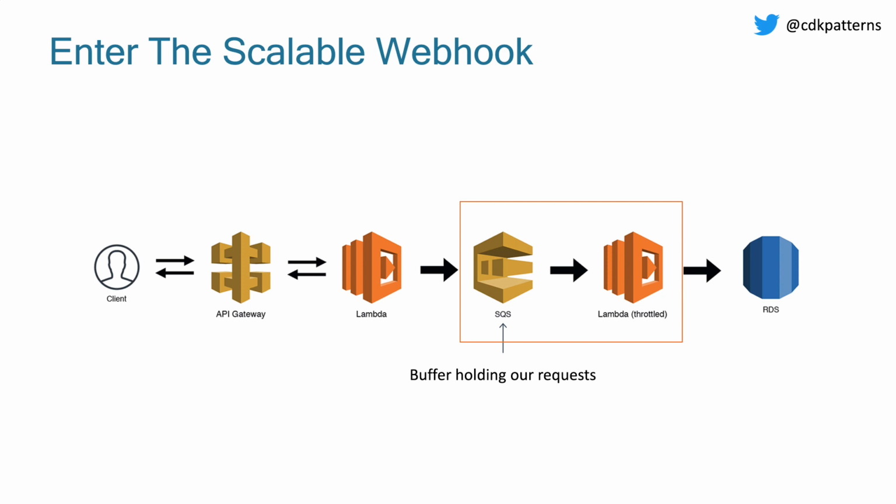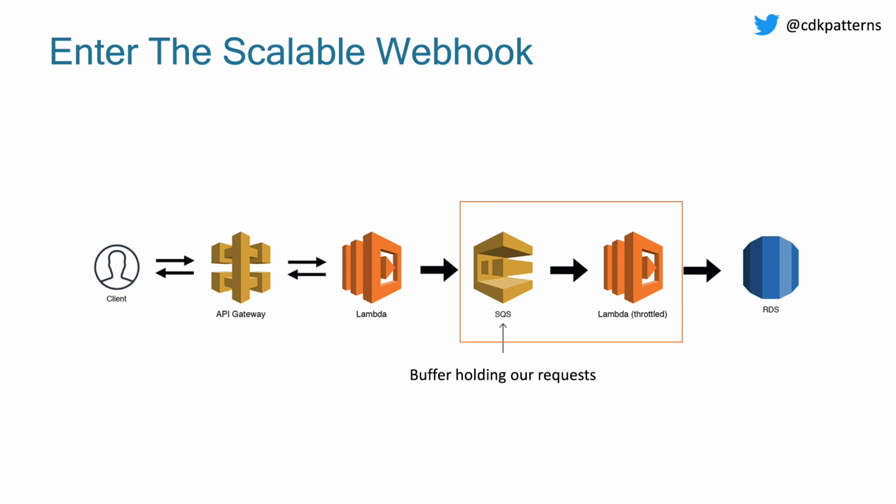This is why the scalable webhook exists. It is introducing a buffer between the requests that come into the API gateway and the database. It's a holding area so that everything doesn't hit the database at once. And in this case, we're using SQS.